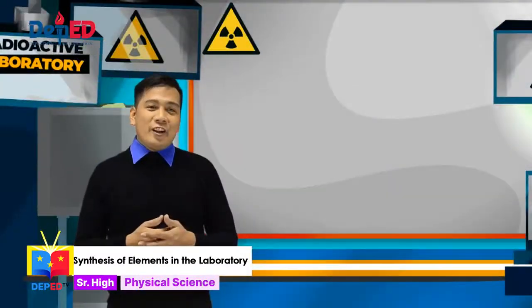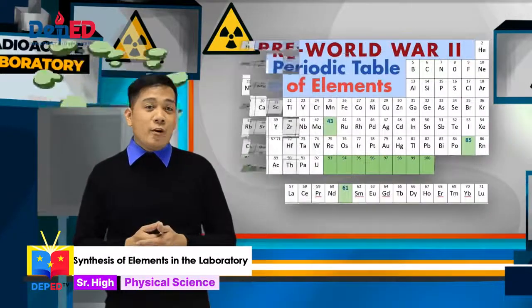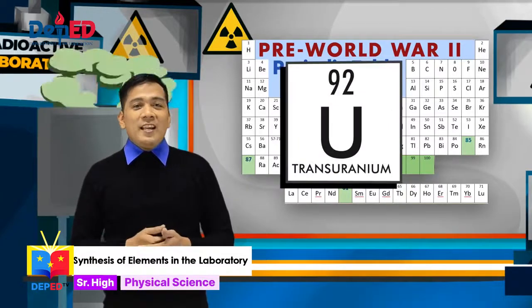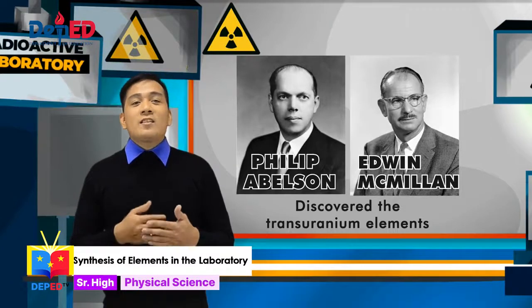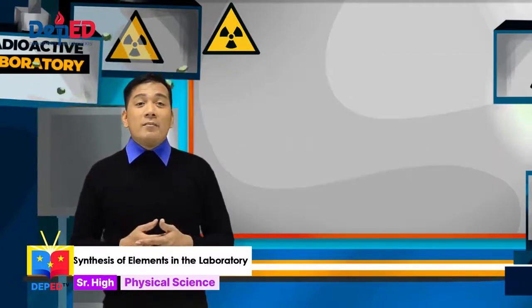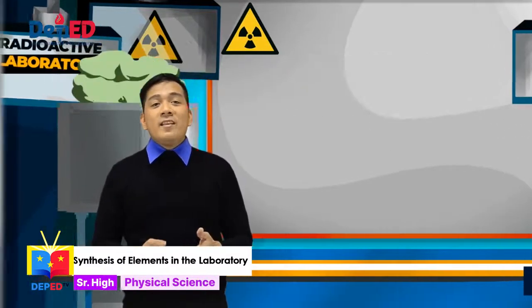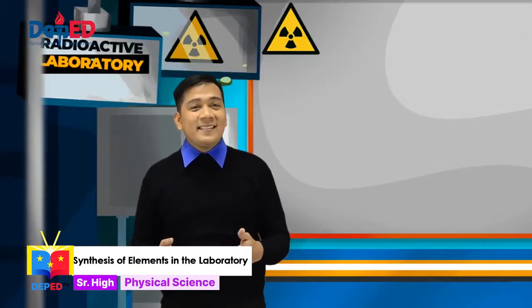I also mentioned earlier that the periodic table of elements before the Second World War shows that the heaviest element was uranium. In the early 1940s, physicists Edwin Macmillan and Philip Abelson discovered the very first transuranium element. Transuranium elements are the elements heavier than uranium. In your module, you will see that the process involved in the discovery of element 93 is written as.